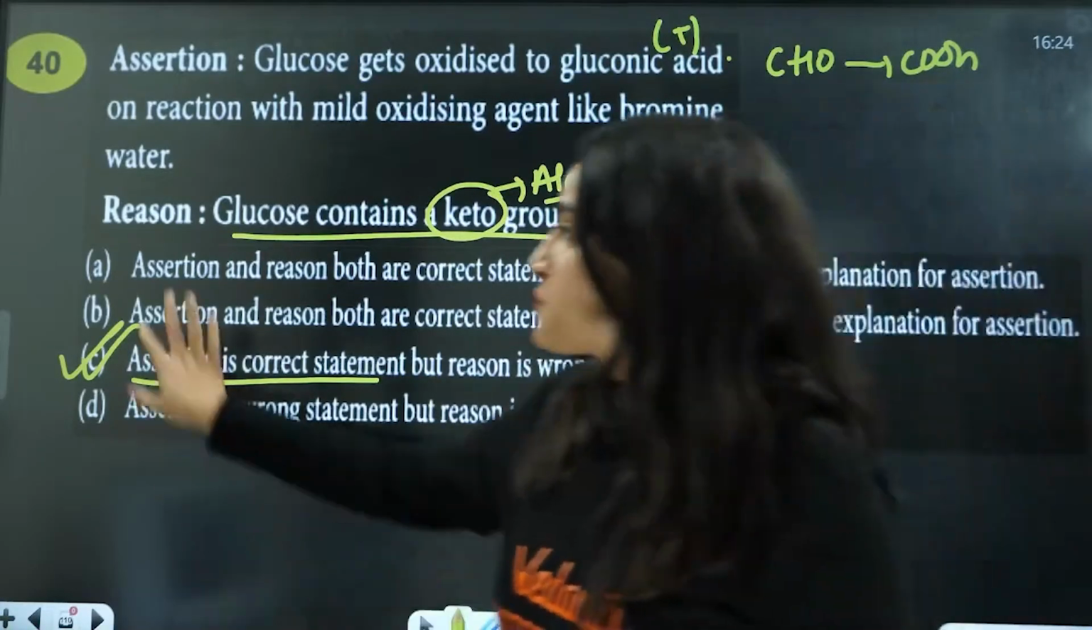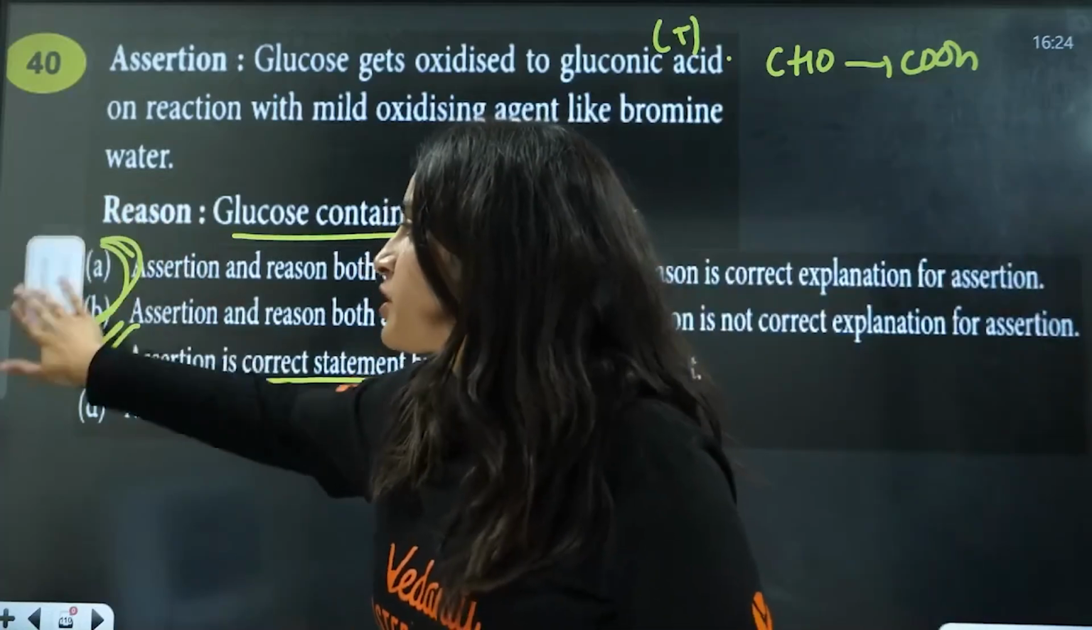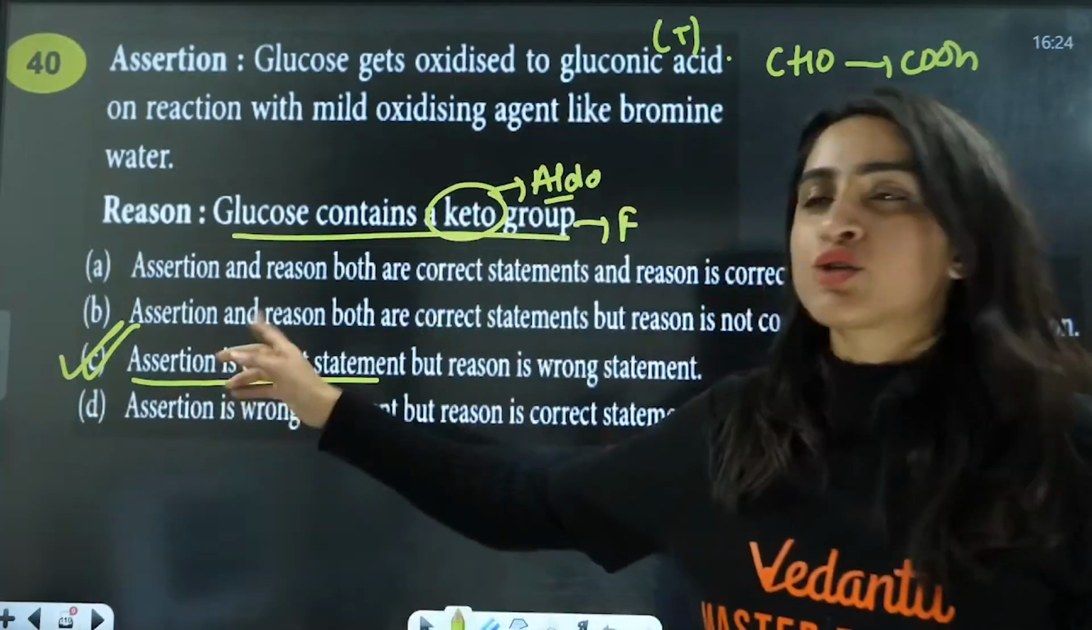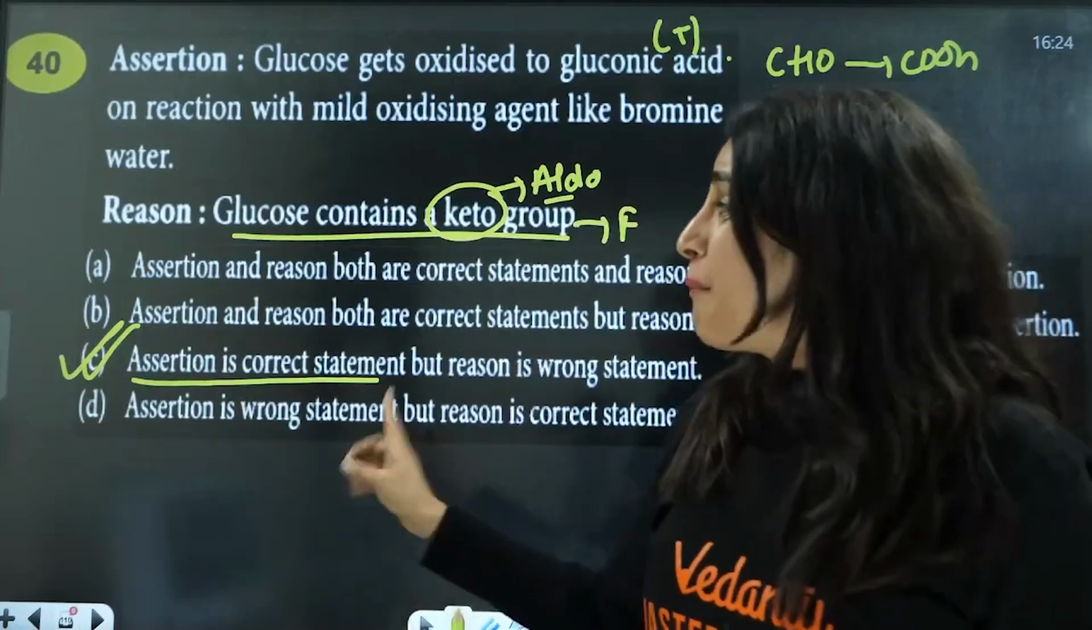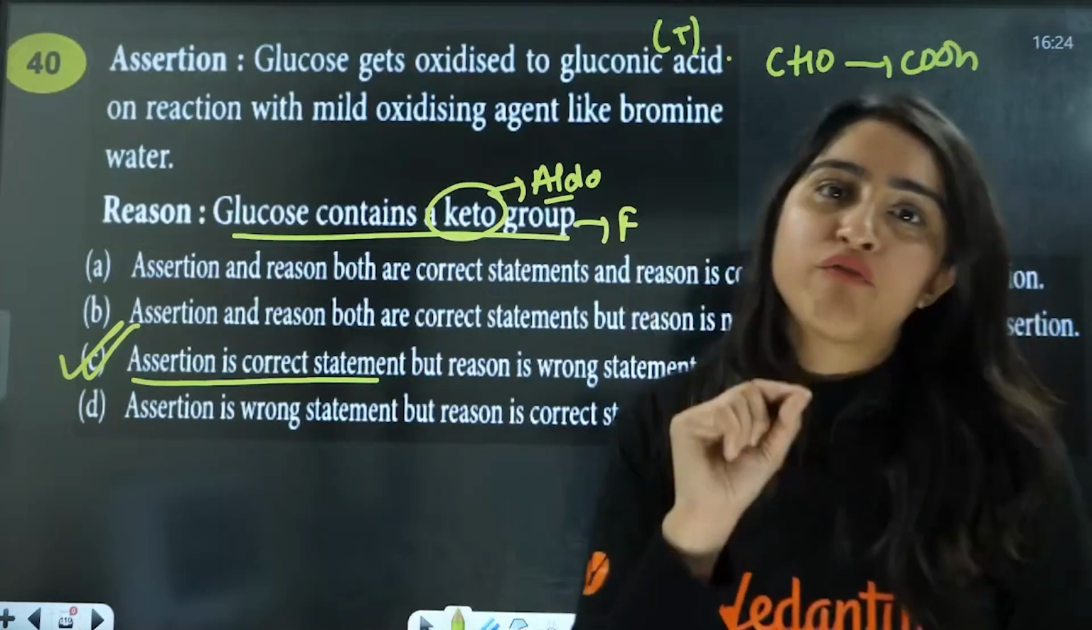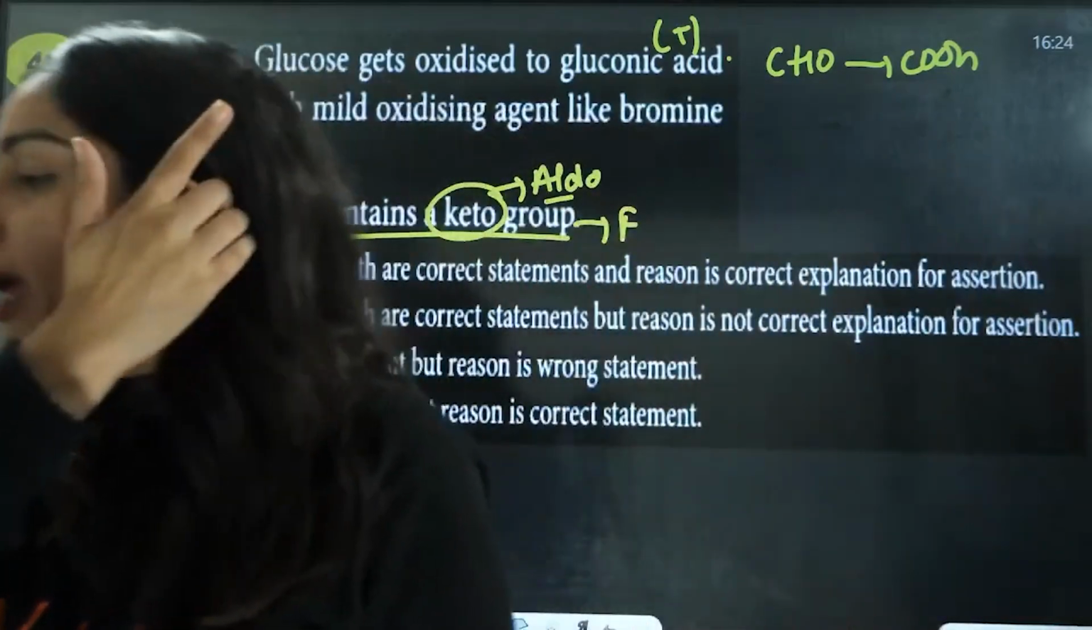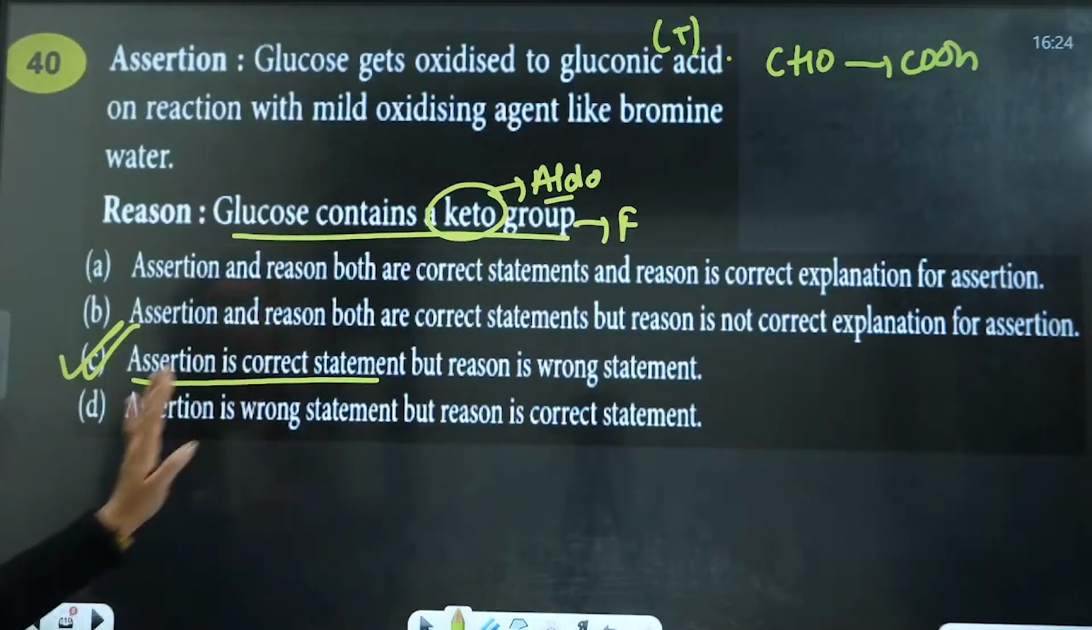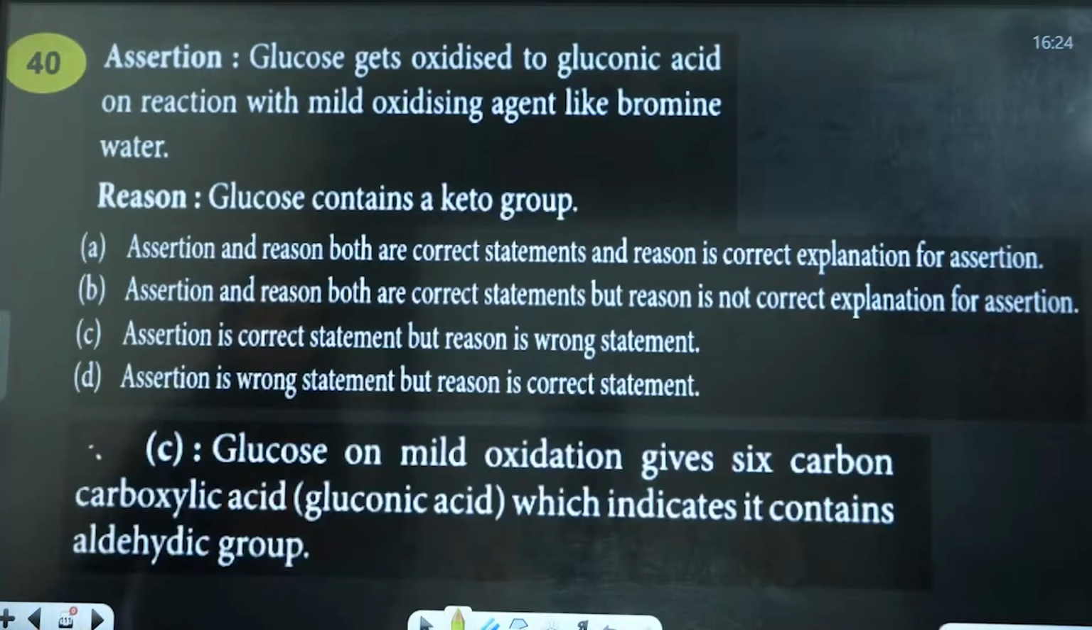Usually students get confused between A and B. This is the most confusing part here. If any of them is wrong, it is simple. But if both are true, then you have to see this very carefully. Now we have completed assertion reasoning questions.